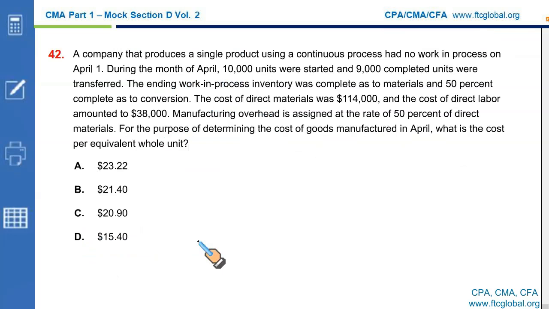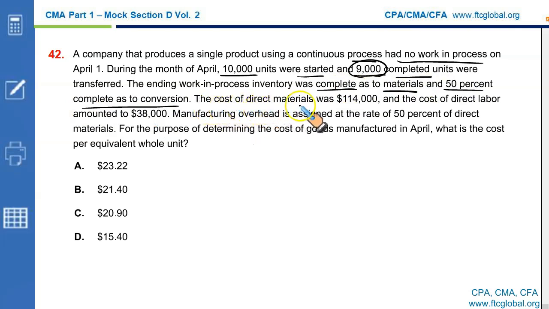This is indeed an interesting question. A company that produces a single product using a continuous process had no work in process on April 1st, no beginning work in process. During the month of April, 10,000 units were started, 9,000 were completed. So basically 9,000 is started and completed. So your ending work in process must be 1,000 units. The ending work in process was complete as to material, but 50% of the conversion cost is added so far.